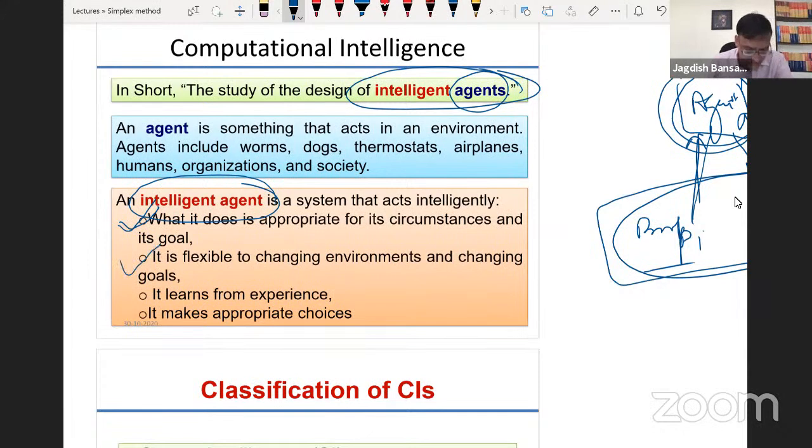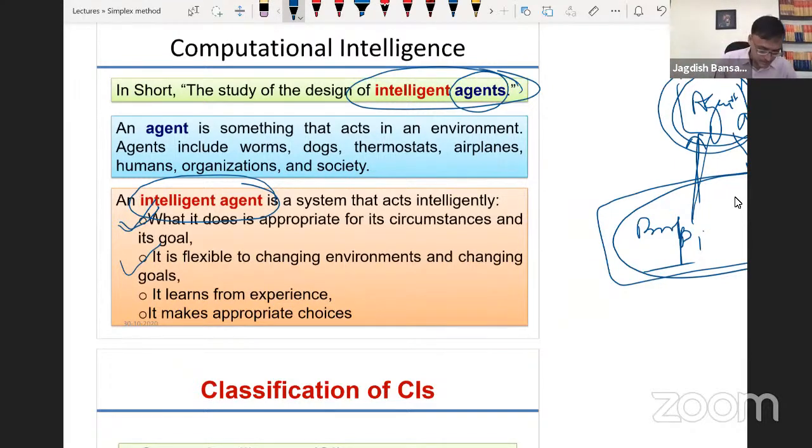Another property is that it is flexible to changing environments and changing goals. If the environment changes, it can change its goal. For example, suppose I'm no longer into academics. I started my business for my earnings. Then of course I may not attend lectures on swarm intelligence, or computational intelligence, or any topic. I will not attend the lecture; I will attend the business meetings, right? So if the environment changes, the goal changes.